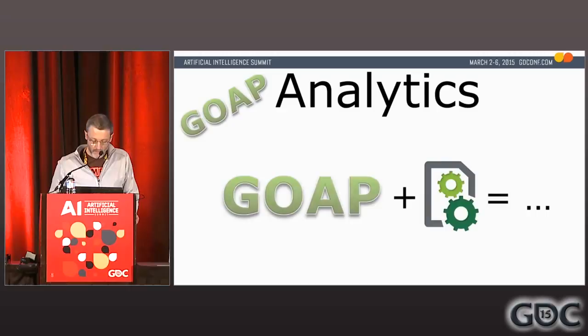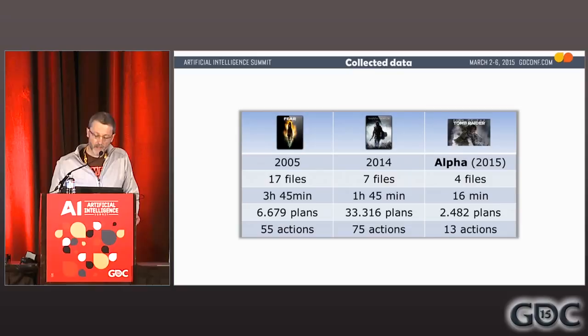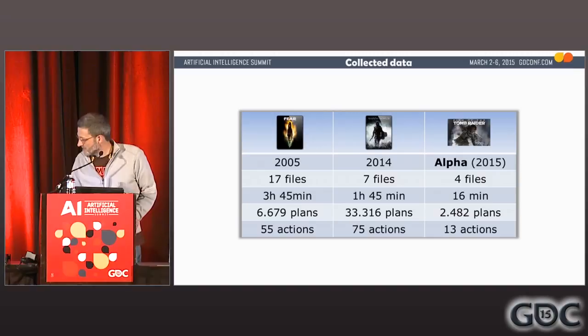Okay, what about GOP analytics, which is the topic of my talk? Am I going to make money with that? We'll see. But most of the time, I'll be showing you graphics. First, you get to collect data. I'll be speaking on those three games. Obviously, you got that. I'm going to speak of Shadow of Mordor. I'm going to speak of Fear. And yes, I'm going to speak from data I was able to get thanks to Chris here from the Rise of the Tomb Raider. By the way, Rise of the Tomb Raider is in alpha version.